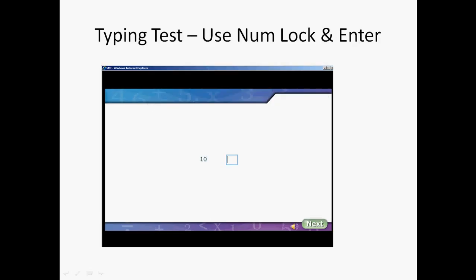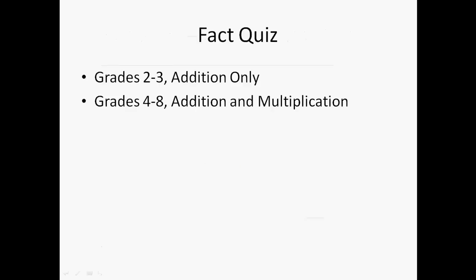The next thing you'll have to do is a typing test. It's key that you use the right-hand keypad, number keypad, in order to do your typing test and the rest of your test. In order for you to use that right-hand keypad, you need to turn your num lock on. If you don't know where your num lock button is, you will raise your hand and either I will help you or someone sitting next to you will help you. You will type the numbers in and you will hit Next.